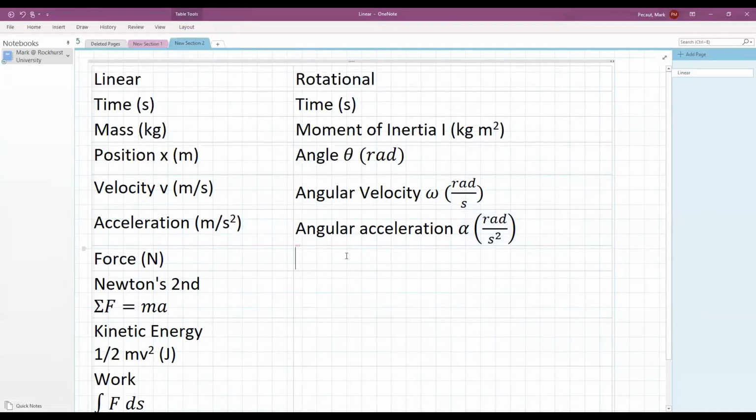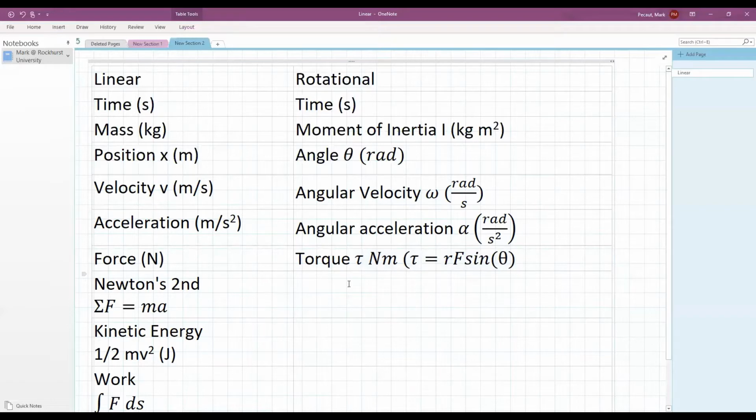For force, the analog: force is what causes acceleration, that's how we think of it. In this case, torque is the rotational version of that. For that, we use the Greek letter tau, and that's in newton meters. Remember that the formula for torque is tau equals r F sine theta, where theta is the angle between the vectors r and F.